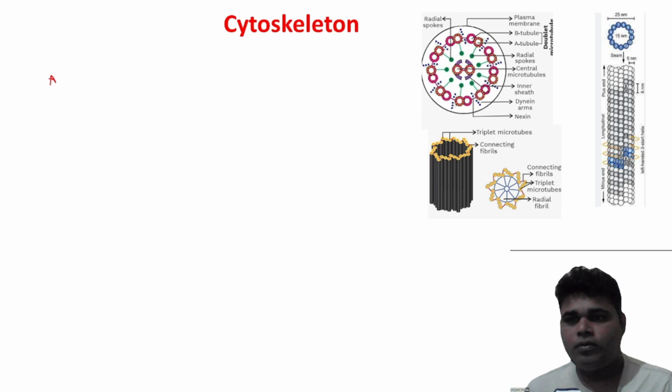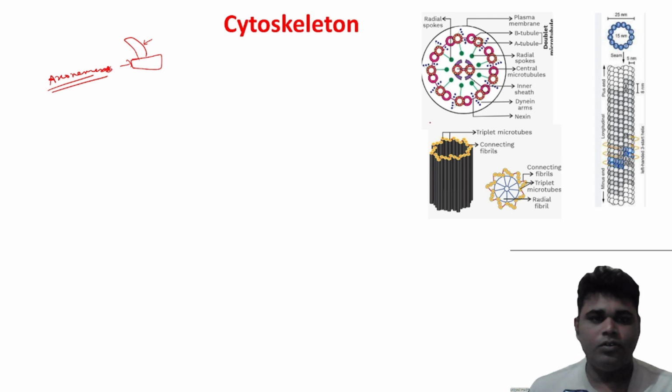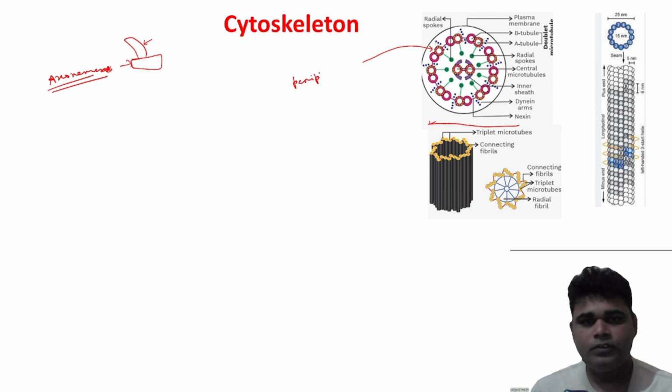So now I am telling about the axoneme structure. That means the structure which is present outside the body is called the axoneme structure. In the axoneme structure, the structure looks like this. Here they are called the peripheral ring.